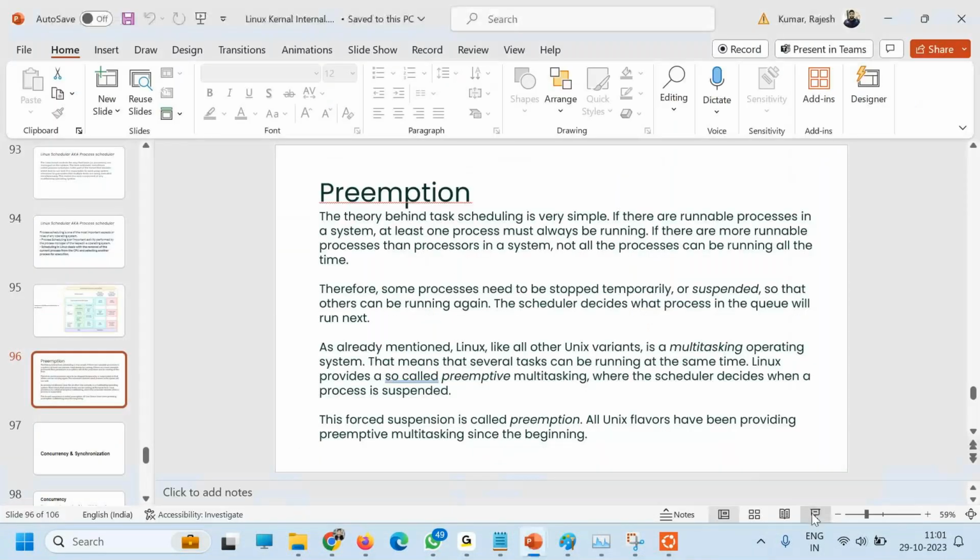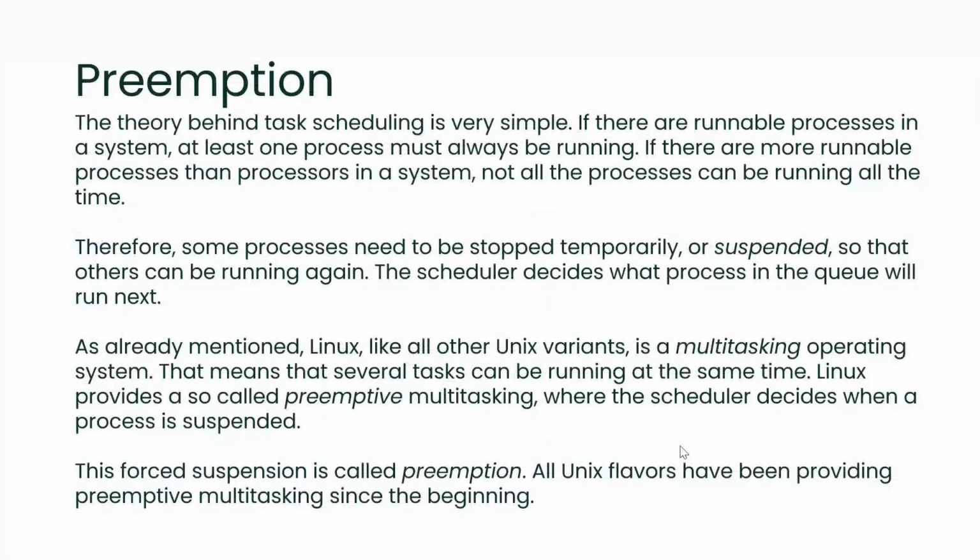So here, as already mentioned, Linux, like other Unix variants, is a multitasking operating system. That means several tasks can be running at the same time. Linux provides a feature called preemptive multitasking, where the scheduler decides when the process is suspended, and this forced suspension is called preemption. All Unix flavors have been providing preemptive multitasking since the beginning. So this is important. Now the next theory is concurrency of the kernel.